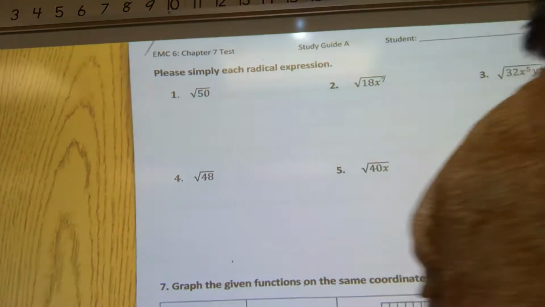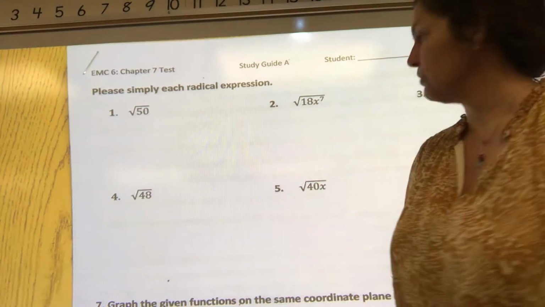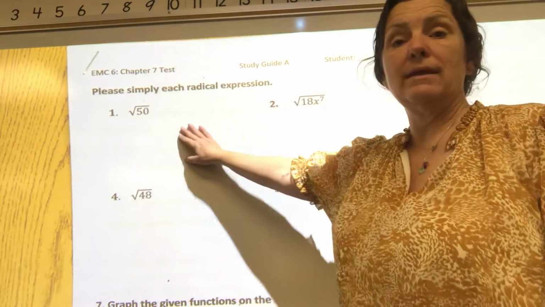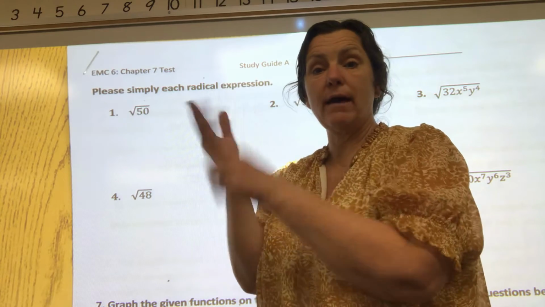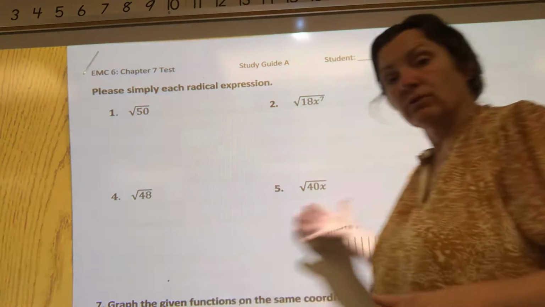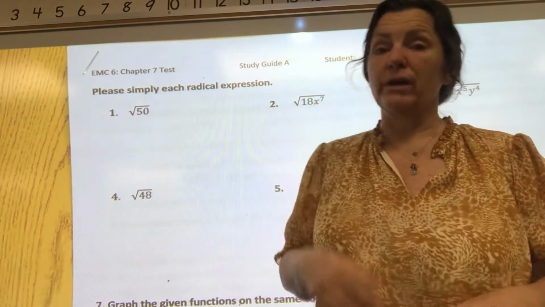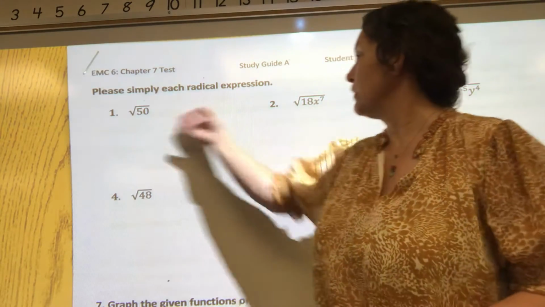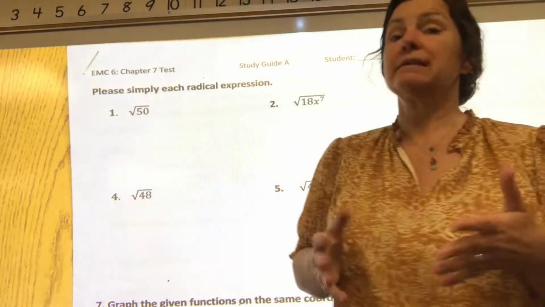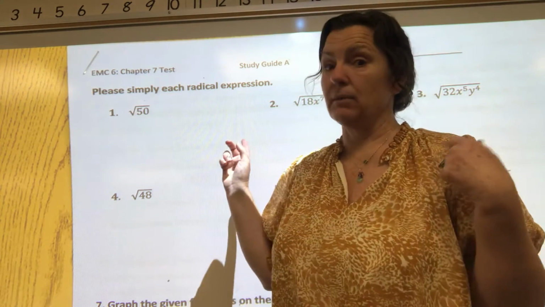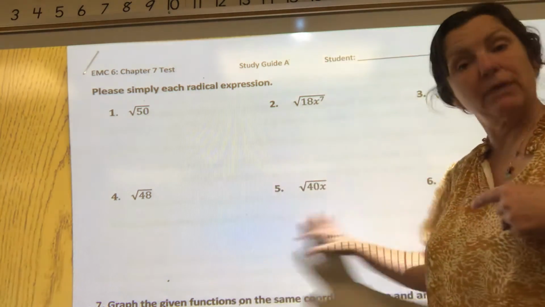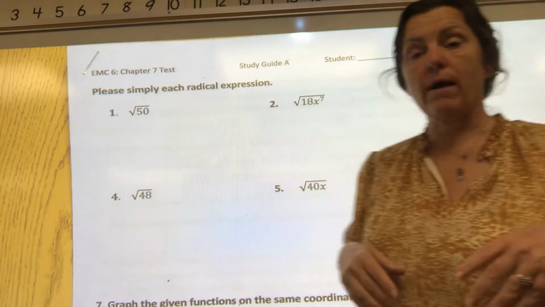So first, we have 6 simplifying radicals. These are the "when in doubt, write it out, grab that set, bring it out." There's 6 on your study guide. There's only 3 on your test. And 1, 2, and 3 are pretty similar to what's on your test. Wink, wink, right? So it's pretty similar. So you only have 3 of these, but I gave you 6 for practice, okay?